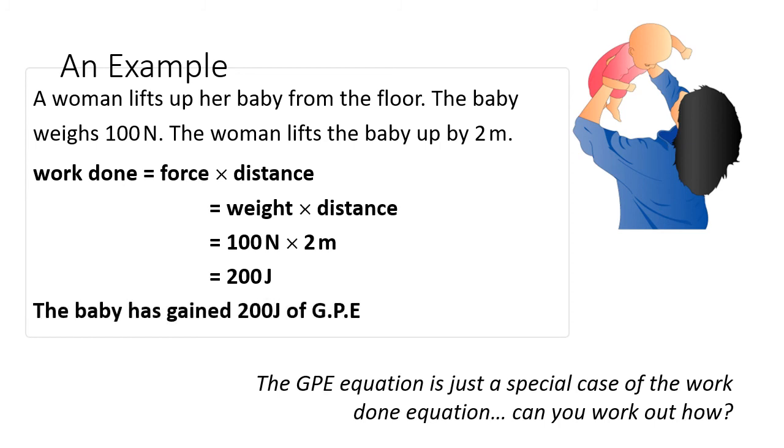Now the baby has gained 200 joules of gravitational potential energy. So work done and energy gained are the same. The gravitational potential energy equation is just a special case of work done against gravity.